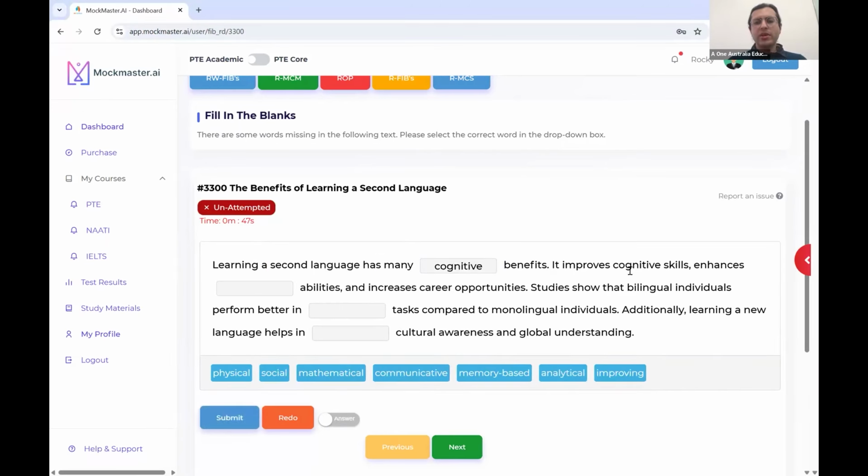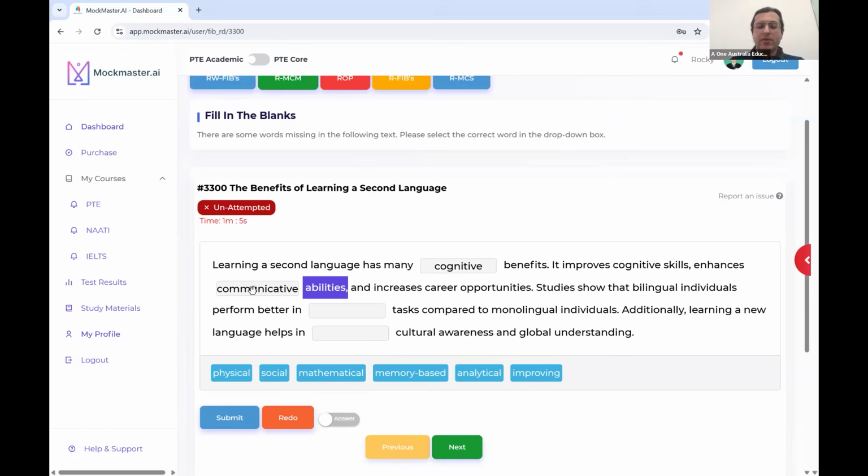It improves cognitive skills, means skills related to our mind, enhances dash abilities. Which abilities? Probably communicative abilities. That word communicative fits as a good collocation with the word abilities. That is why I'm choosing the word communicative with abilities over there.